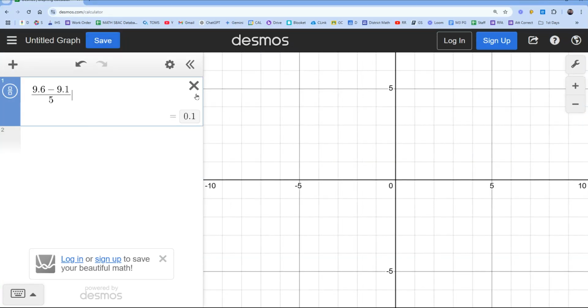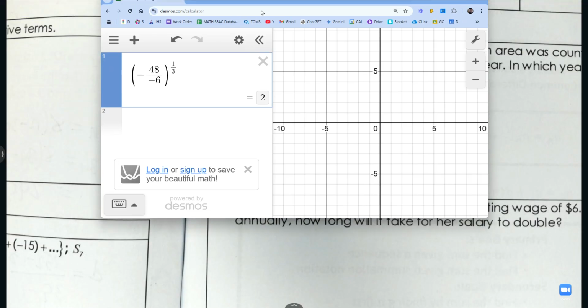So if I showed you Desmos, because I'm trying to be nice here. So -48 divided by -6. And then to the exponent, and it's going to be a fraction. Now, it's 1/3, and so the common ratio is 2.